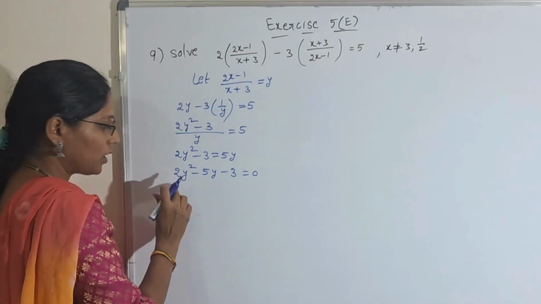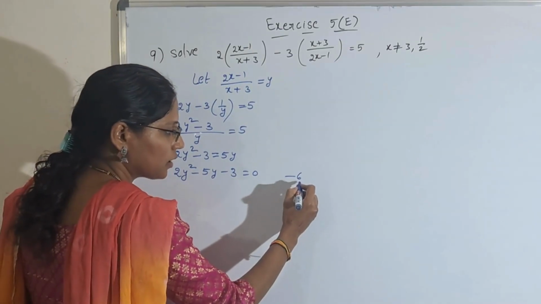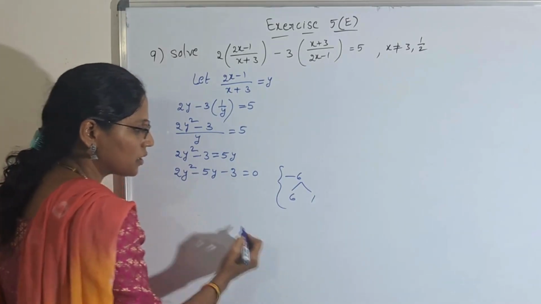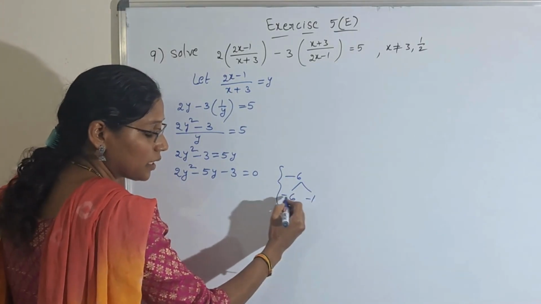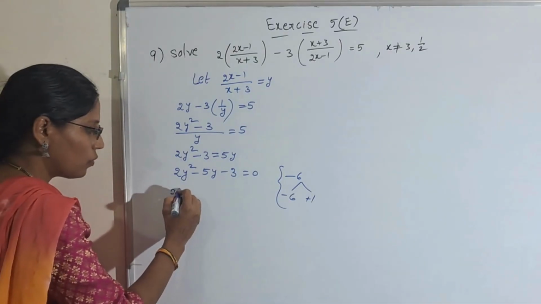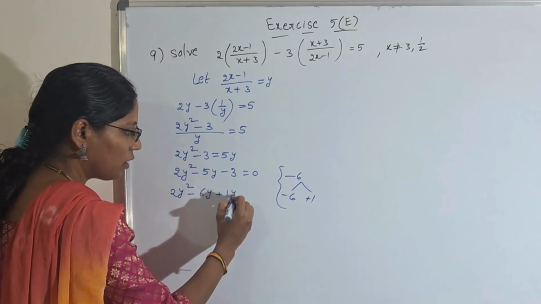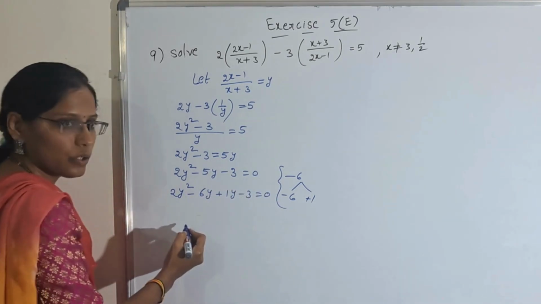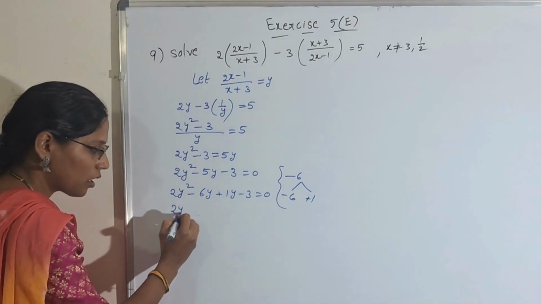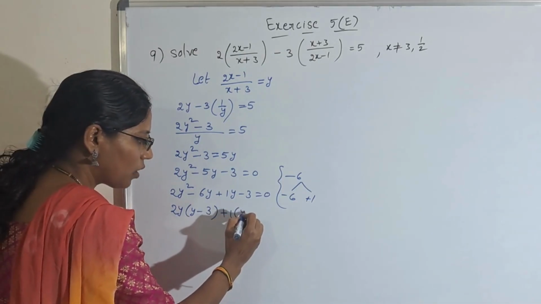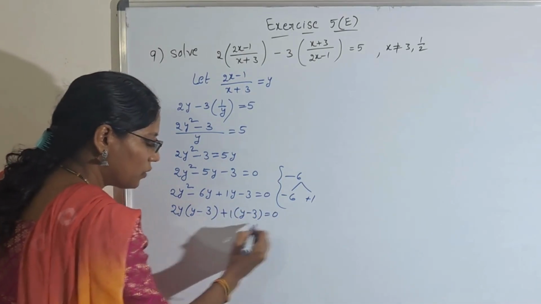Here factorization method, 2 threes just minus 6. Product is minus 6, sum is minus 5. 6 1 just 6. Here minus 5, minus 6 plus 1. 2y square minus 6y plus 1y minus 3 equal to 0. First two terms, 2y is the common, remaining y minus 3. Next two terms plus 1 is the common, y minus 3 equal to 0.